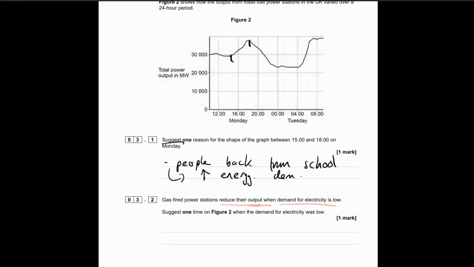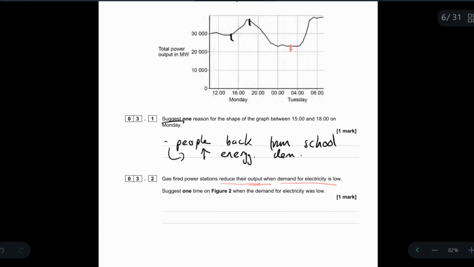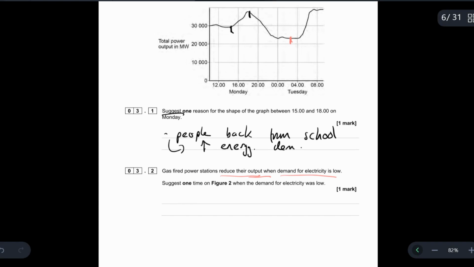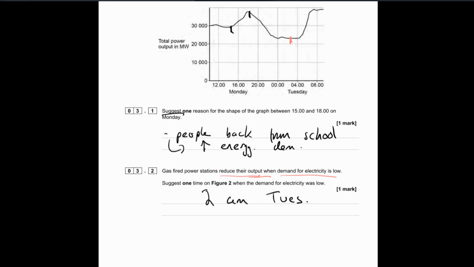And so we just go to a low point in the output. Let's take this time at random, about 2 a.m., let's say, and that should give you the answer. So you can say about 2 a.m. on Tuesday, and that should be fine.